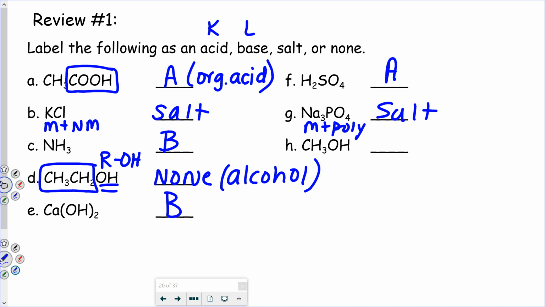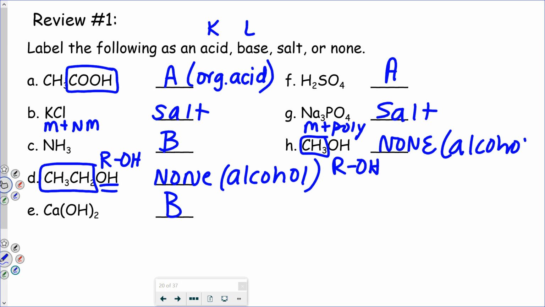And then the last one, CH3OH, not on Table K. Not on Table L, there's carbons and hydrogens out front, and then an OH, but it's not a COOH. So this is none. This is an alcohol once again. Good. So practice 1, make sure you know to use Table K to find your acids, Table L to find your bases, and figure out if it's a salt or if it's an organic substance like an alcohol.